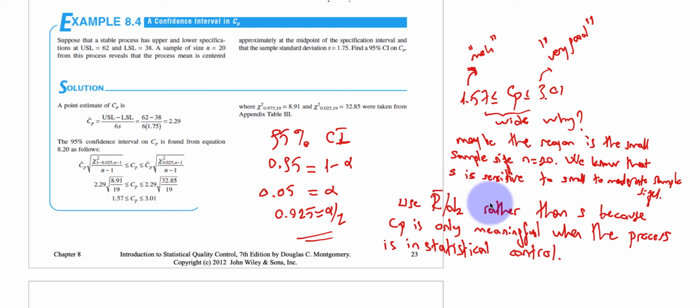The other option is to use the R-bar over d2 formulation for the standard deviation rather than the sample standard deviation, because CP is only meaningful when the process is in statistical control. If the process is in statistical control, we use that formulation. So in CP, instead of using S directly, we can use the average R over d2 value.